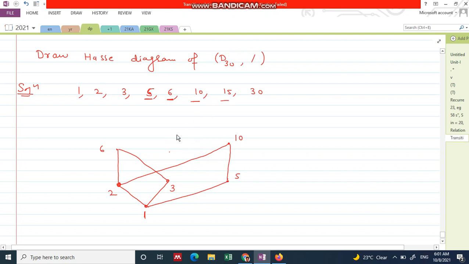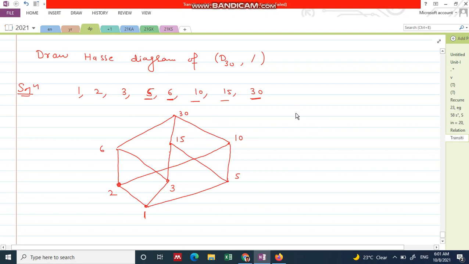Now the next element is 15. So 15 you write here. 3 divides 15, and 5 also divides 15. And 2 does not divide 15. The next element is 30. So 30 we write here. You see that 6 divides 30, 15 also divides 30, and 10 also divides 30. So this is the Hasse diagram of D30.